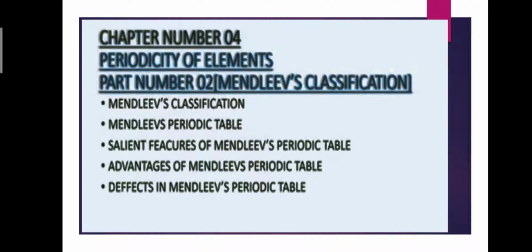Bismillahirrahmanirrahim. Assalamu alaikum. In this lesson, we will discuss chapter number 4, Periodicity of Elements, and part number 2, that is Mendeleev's Classification. In this video, we will discuss Mendeleev's Classification, Mendeleev's Periodic Table, salient features of Mendeleev's Periodic Table, advantages of Mendeleev's Periodic Table, and defects in Mendeleev's Periodic Table. Now let's get started.